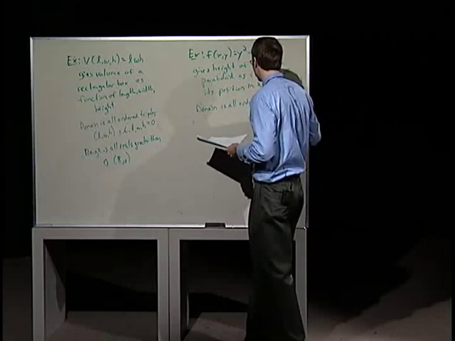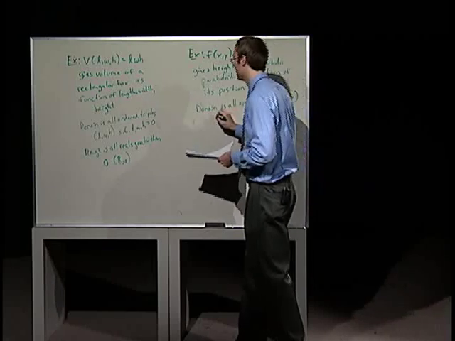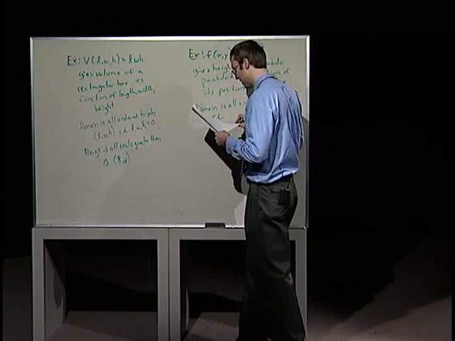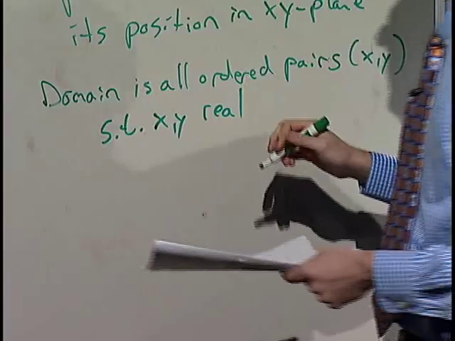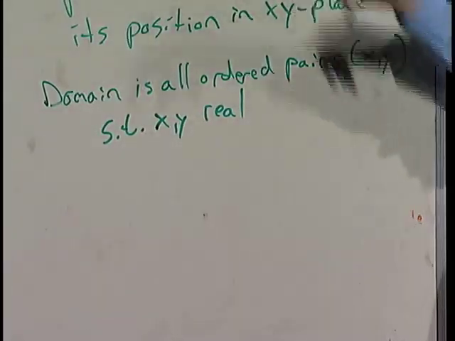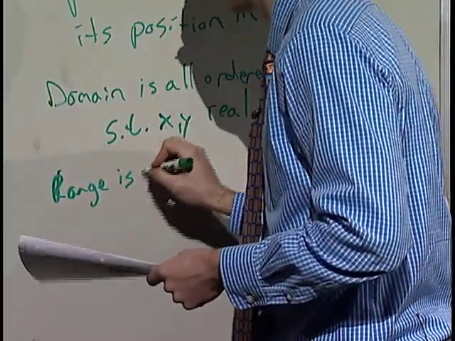The domain is all ordered pairs (x, y) such that x and y are real. There's no restriction on the domain here. We can plug in any values that we want to. And the range here is all real numbers.